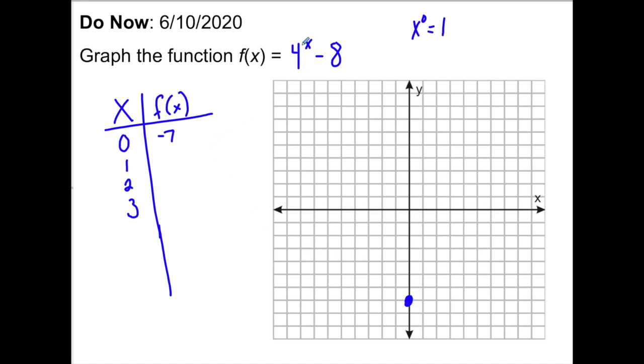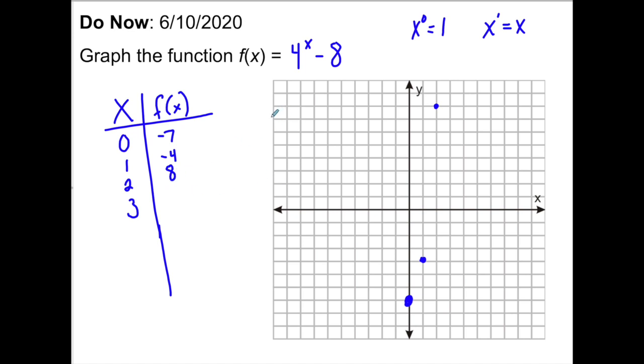Now I plug in 1. 4 to the 1: anything to the power of 1 is itself, so 4 to the power of 1 is 4. 4 minus 8 is negative 4. All right, 2: 4 squared is 16, minus 8 is 8. So the point is (2, 8).